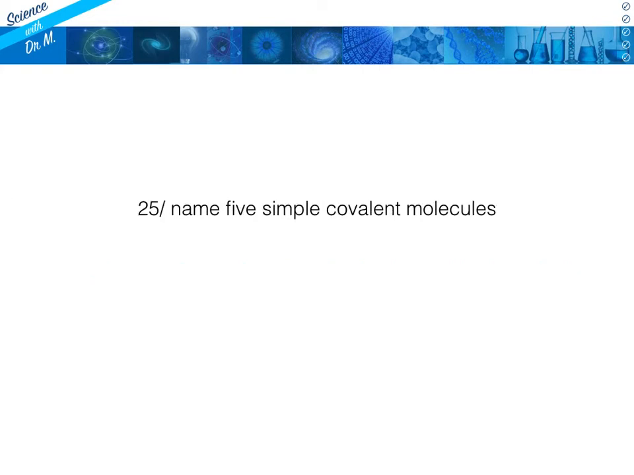25. Name 5 simple covalent molecules. I'd like the molecular formula if possible, please. And the answers are H2, that's hydrogen, CO2, carbon dioxide, H2O, that's water, NH3, that's ammonia, and CH4, that is methane. They are all covalently bonded molecules, simple covalent molecules.